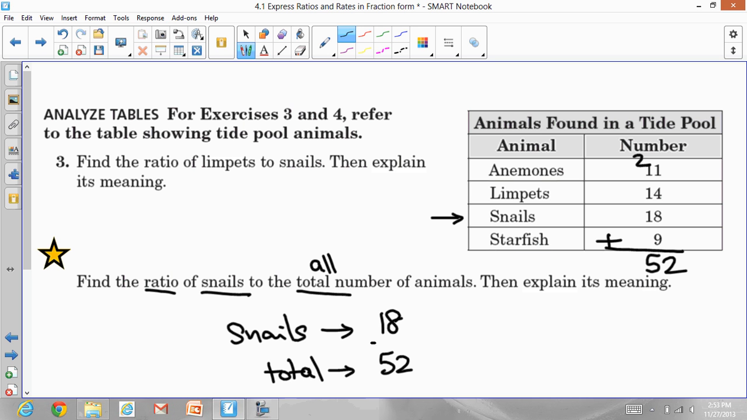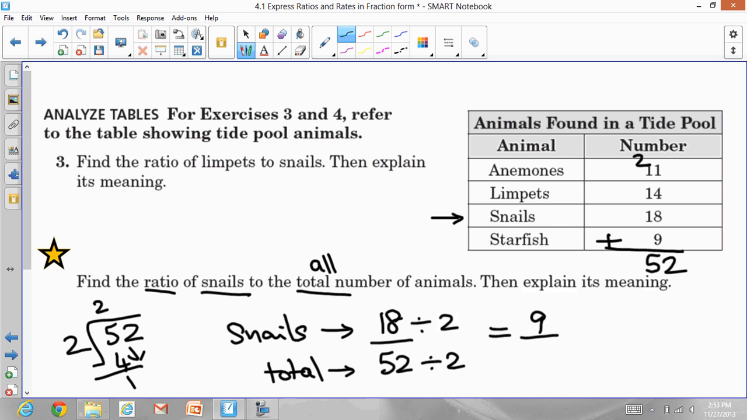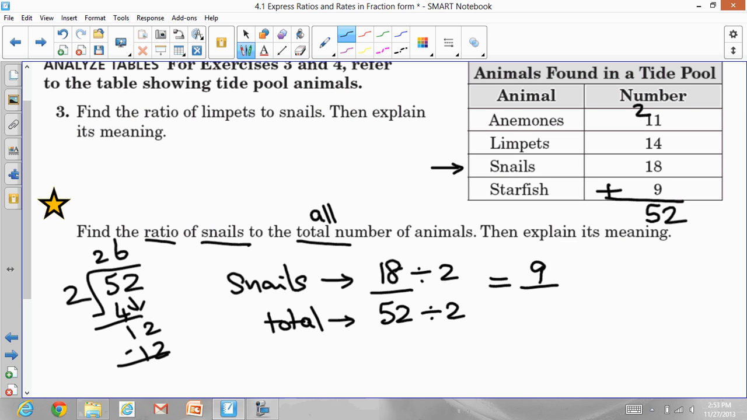So I'm going to write this as a ratio in the form of a fraction, and simplify by dividing by 2. 18 divided by 2 gives me 9, and 52 divided by 2: 2 times 2 is 4, 1 and 2, so that'll be 6, and 6 times 2 is 12. So this will be 9 over 26. Now explain its meaning. What it means is, for every 9 snails, you're going to find 26 total animals in the tide pool.